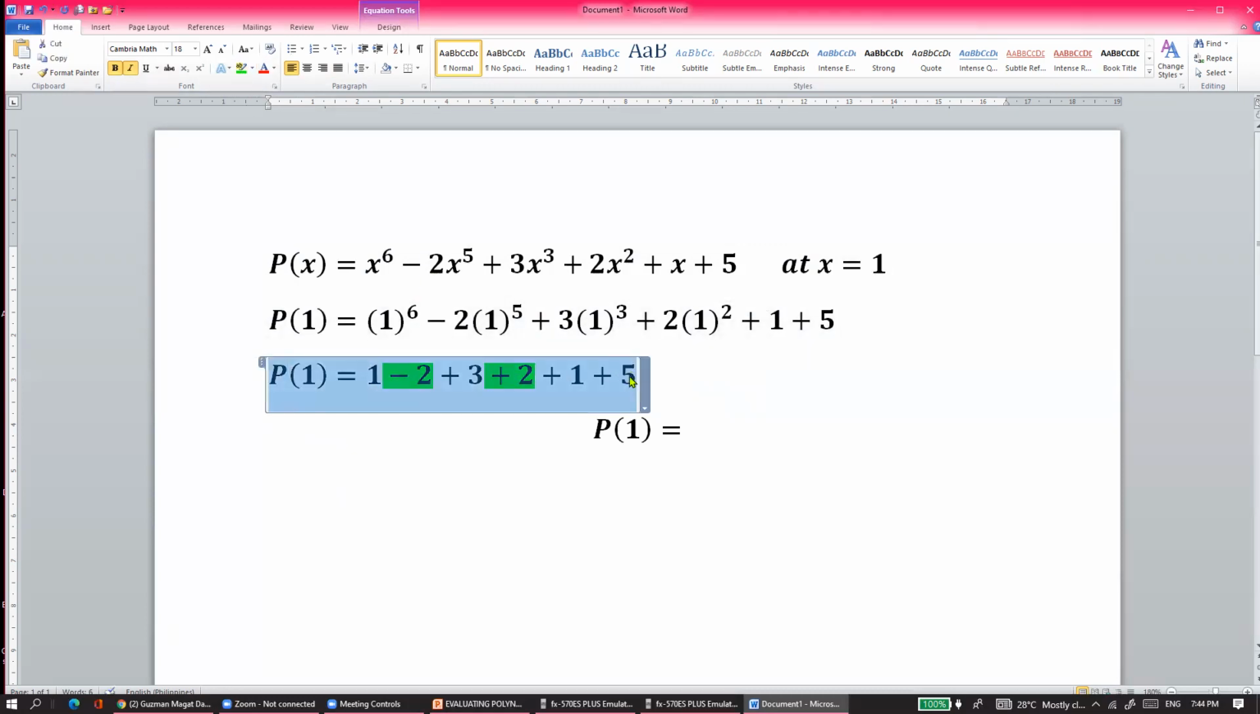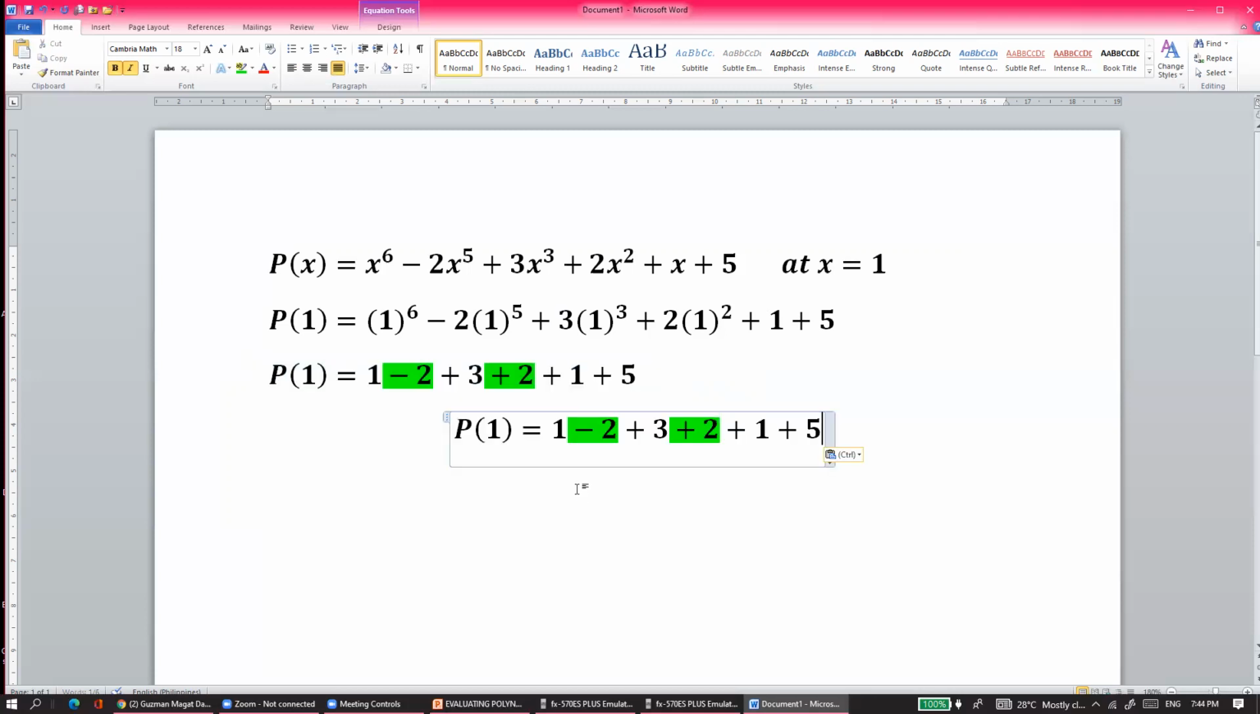Ito siya. Okay, pakita ko lang, no? Copy. Then paste. Okay. Yung magkaparehong negative 2, alisin ko yung pagka-highlight doon para hindi nakakalito. So, dito yung focus natin. Yung parehong 2, pero unlike sign, negative 2 and positive 2, pwede ko nang alisin. Alisin ko sila. Yan. So, wala nang problem. Puro positive na lang yung sign na nakikita natin. 1 plus 3 plus 1 plus 5, P of 1 is equal to 10.